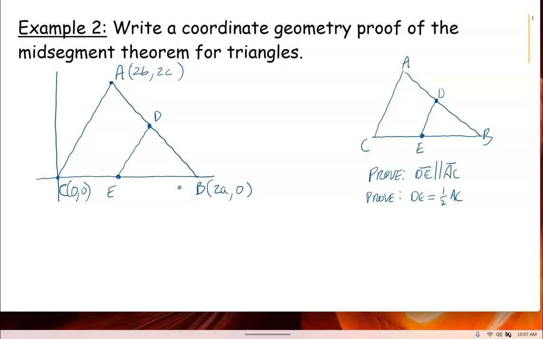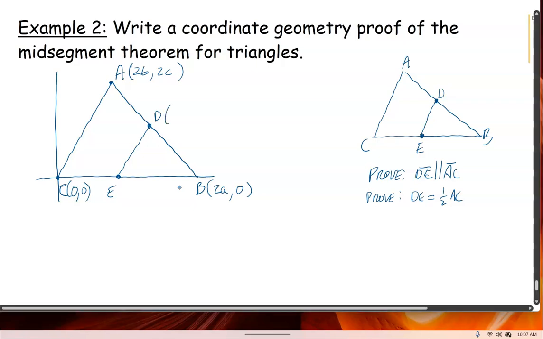Okay, now using the midpoint formula, I can get the coordinates for point D by doing the average of the x coordinates, 2a plus 2b divided by 2, and the average of the y coordinates, 0 plus 2c divided by 2. And if I simplify that, that is just going to be a plus b, comma, c. Okay, in your groups, I'd like you to go ahead and see if you can find the coordinates for point E, again using the midpoint formula.